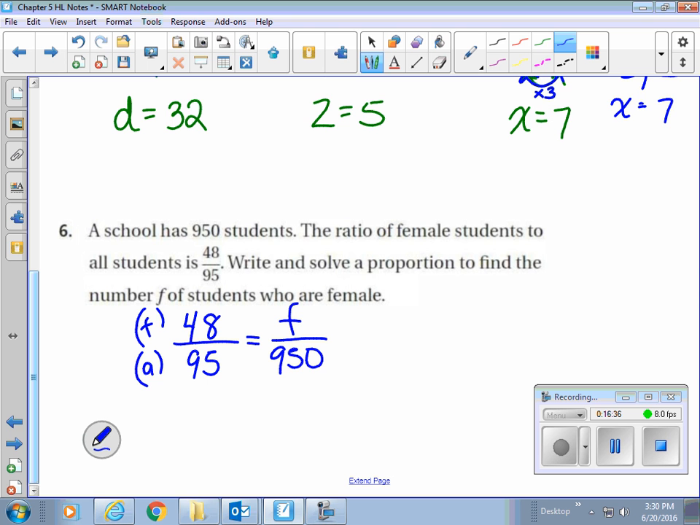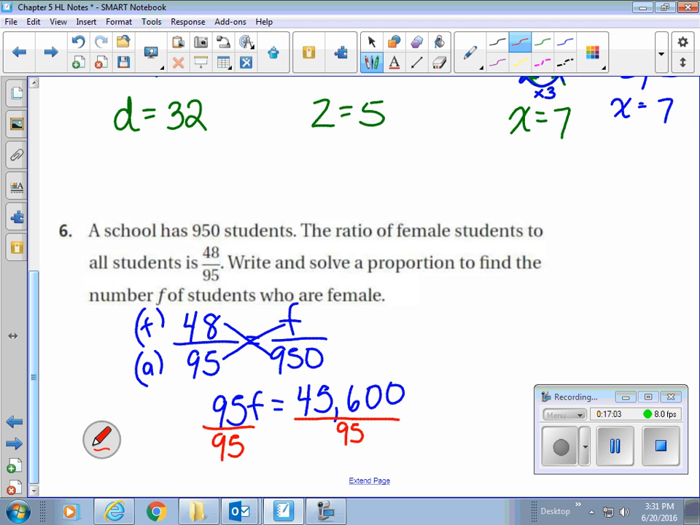So in order to do that, I would then do my cross products. I've got 95 times F, or 95F, equal to 48 times 950, which is 45,600. To get F alone, I would then divide both sides by 95, and that would leave me with F is equal to 480. So that 480 is representing female students.